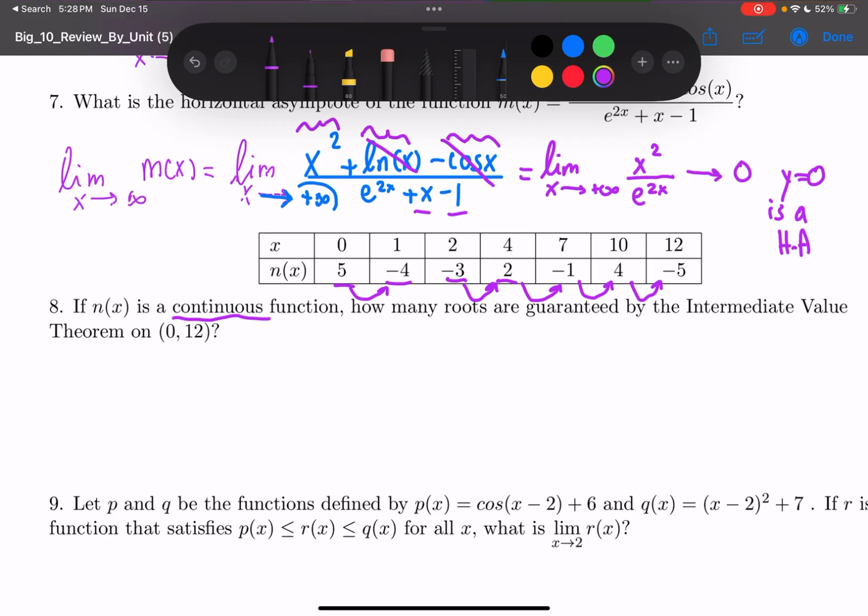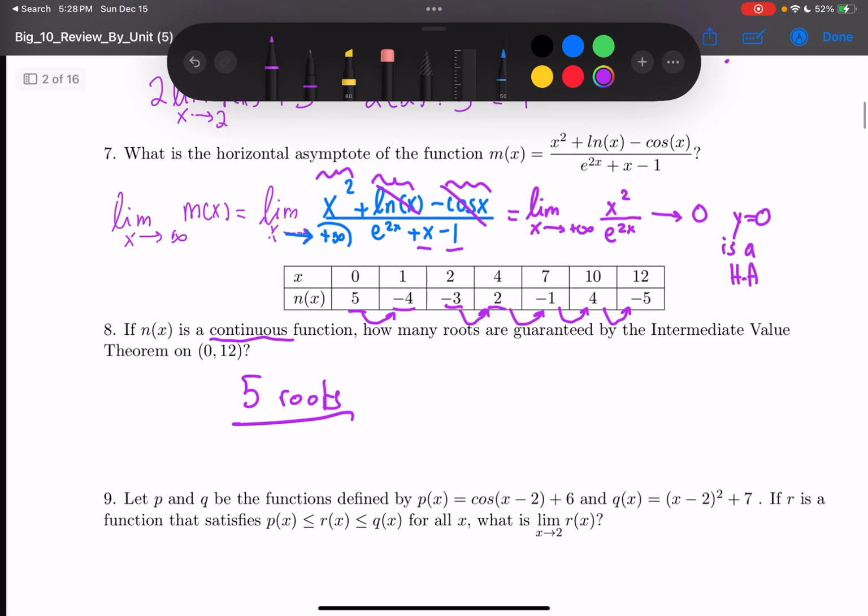So how many times did it cross it over here? 1, 2, 3, 4, 5. So how many roots? 5 roots. Guaranteed by the intermediate value theorem. If you want to explain more, you can say that there are 5 roots present because the sign changed a total of 5 times. You can say like from x is equal to 0 to x is equal to 1, x is equal to 2 to x is equal to 4, and so on and so forth.